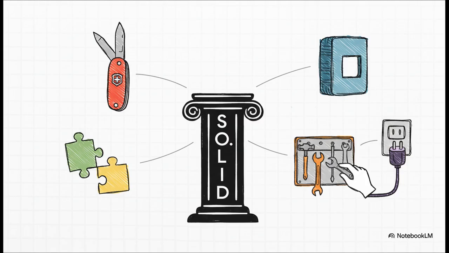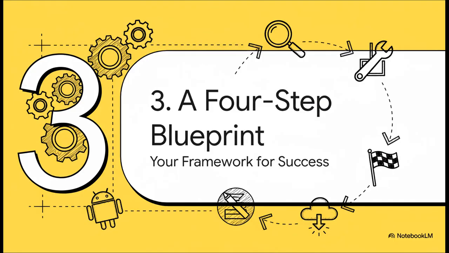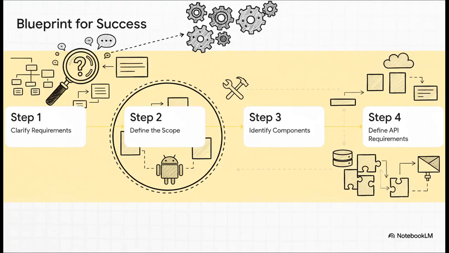Getting these down helps you build code that's truly rock solid. Okay, so we've got our tools, we've got our design rules. Now let's build the blueprint. This is a clear, step-by-step framework that you can use to tackle any system design question they throw at you. This 4-step plan is your key to giving a structured, impressive answer.